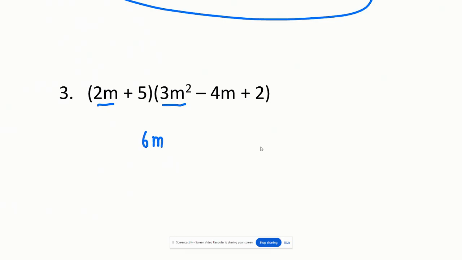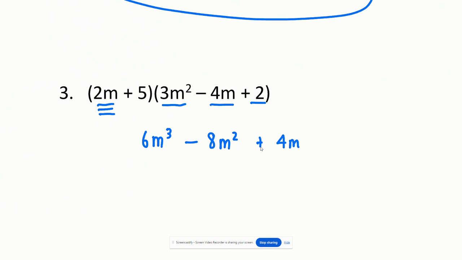6m cubed. Remember, m times m squared, you add your exponents, technically that's 1 plus 2, m cubed. What else does 2m need to multiply by? Negative 4m. What's 2m times negative 4m? Negative 8m squared. Very good. M times m, 1 plus 1. Last, what about 2m times 2? Positive 4m. Very good. I've distributed 2m to everything, have I not?